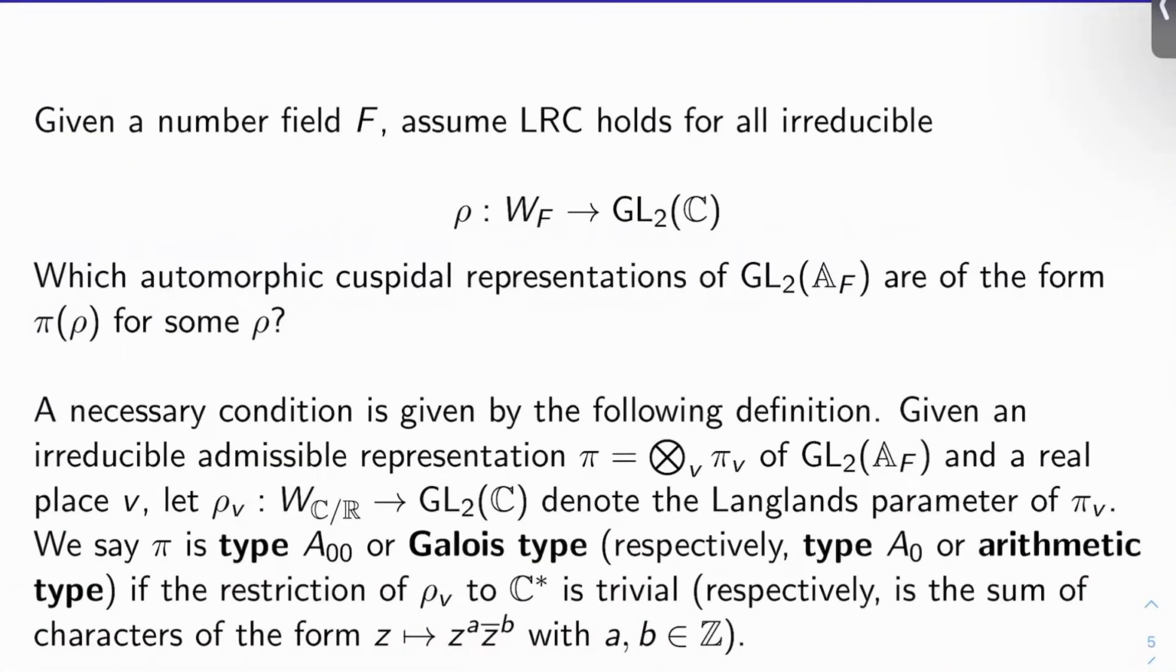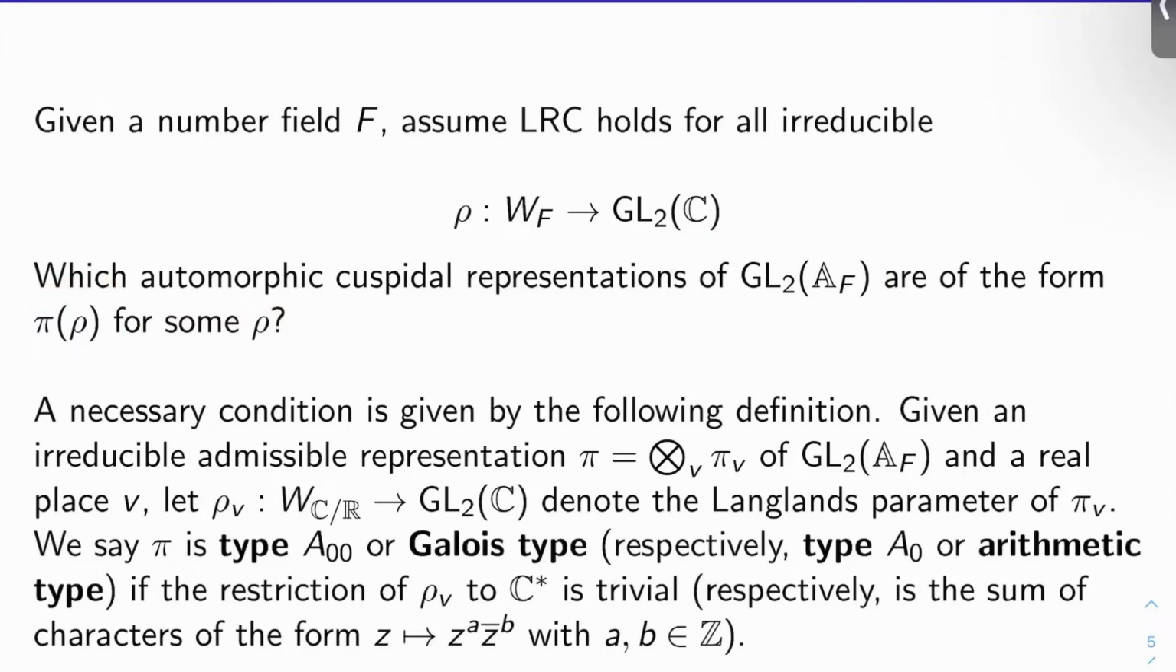We should ask a relevant question now. If I give you a number field F and you assume LRC holds for all irreducible rho of the Weil group W sub F to GL2 of C, which automorphic cuspidal representations of GL2 of the Adeles of F are of the form pi of rho for some rho? So remember, we have this representation pi of rho on the GL2 of the Adeles admitted by LRC. But there's also just the entire class of automorphic cuspidal representations of this group. Which ones are of this form? Which ones are of the LRC or Artin form, let's say?